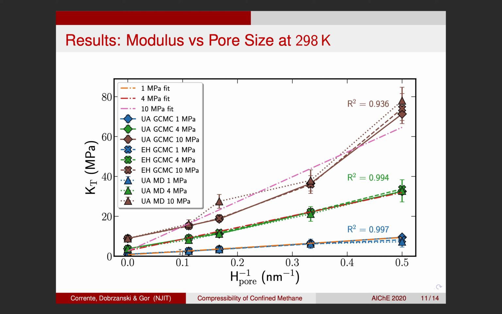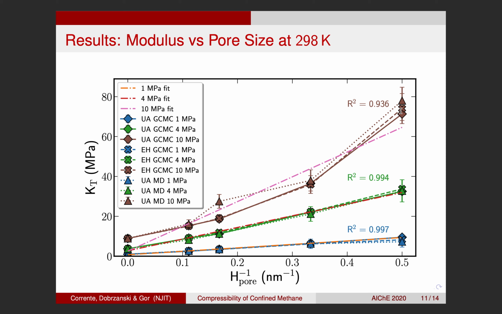It's also interesting to look at the modulus as a function of pore size. Here, each curve corresponds to a certain pressure value. This line is 1 MPa, this line is 4 MPa, and this line is 10 MPa. And the modulus is represented here, all at constant temperature, as a function of the reciprocal pore size, so 1 over the pore width.